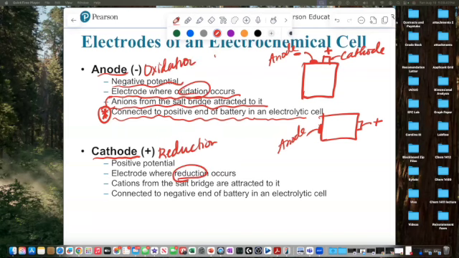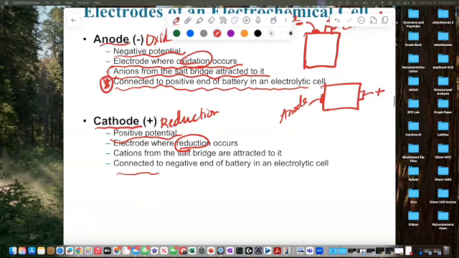Reduction occurs in the cathode. It's the positive terminal, ergo red cat. Cations from the salt bridge are drawn to it because that's where cations actually react. And then this tends to be connected to the negative end of the battery in the electrolytic cell. Okay, so we'll cover that part later on.